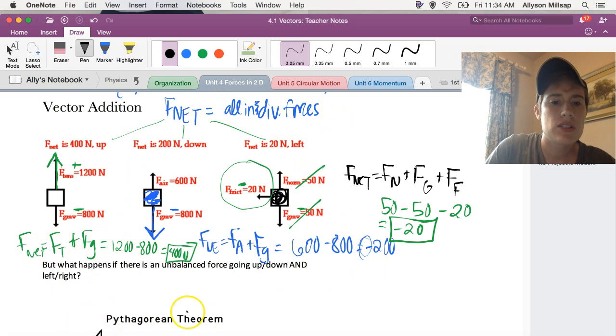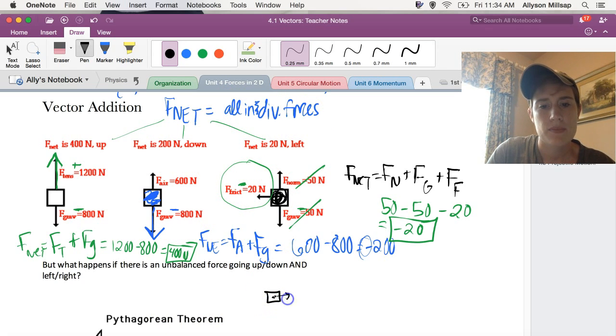Well, we're going to now deal with a little bit more of a complicated scenario, in which case you can't add all the individual forces together. What I want you to do from now on when we're looking at a box is I want you to separate the up and down forces and separate the left and right forces.